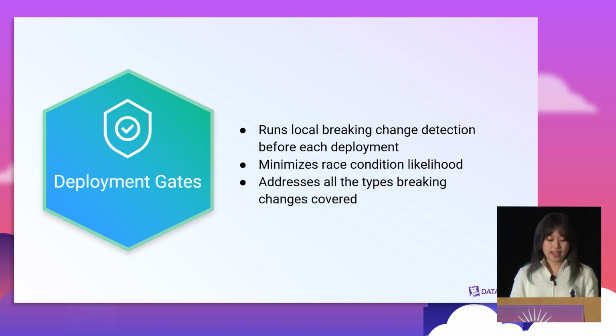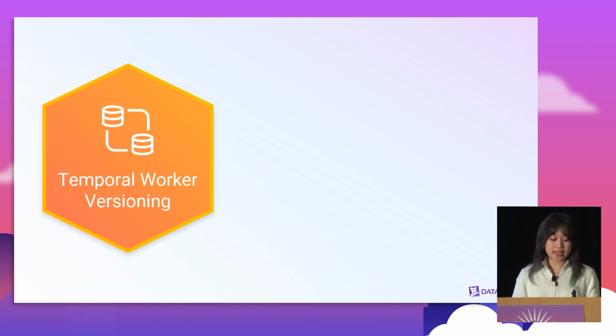And then finally, the last piece in our tooling is Temporal worker versioning, which is slightly different from all of the other tooling we went over. Unlike everything else, Temporal worker versioning works to mitigate breaking changes rather than detect breaking changes. It does this by leveraging worker versioning.